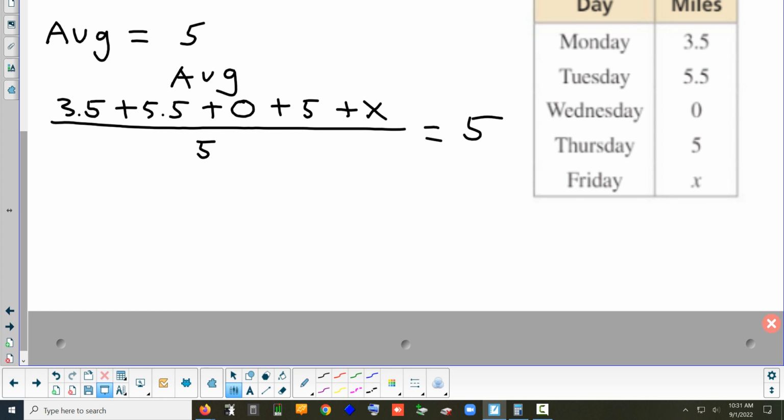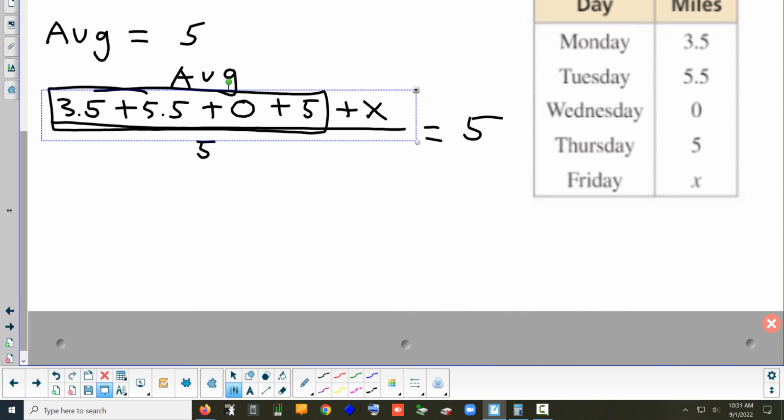So the first thing we want to do is combine all of these like terms: 3.5 plus 5.5 plus 0 plus 5. Okay? That's going to make it look a lot simpler. Anyone think they can do that part? That's probably the hardest part right there. 3.5 plus 5.5. Yeah? 9. And then 9 plus 0, well, it's still 9. What's 9 plus 5? Yep, 14. So now we have this.